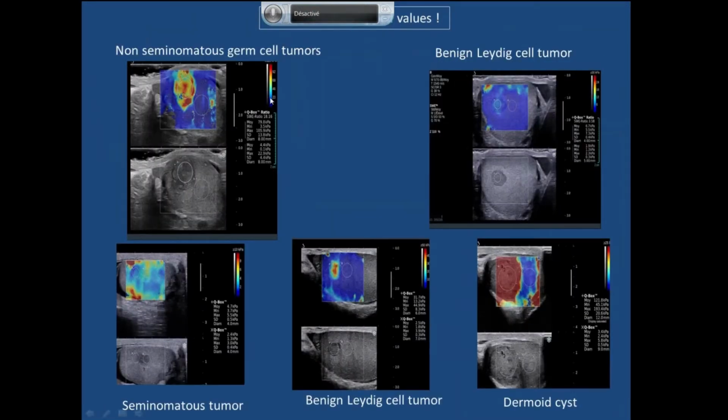So non-seminomatous germ cell tumors show a very high stiffness, generally speaking, contrary to benign Leydig cell tumors, but there are overlapping values. This is an example of a seminomatous germ cell tumor with low stiffness and a hypervascularized benign Leydig cell tumor with a high stiffness. And for intratesticular lesions, the stiffest lesion I've ever seen is the dermoid cyst, which is benign.